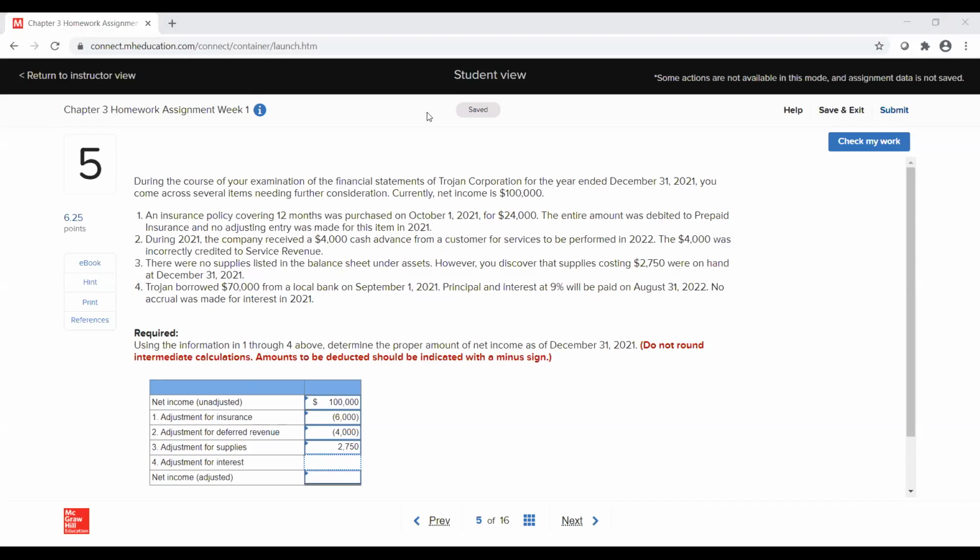Trojan borrowed $70,000 from a local bank on September 1st, 2021. Principal and interest at 9% will be paid on August 31st. No accrual was made for interest in 2021. Let's think about this. When you borrow money, it's not for free. A bank charges you interest to use their money. Don't they?